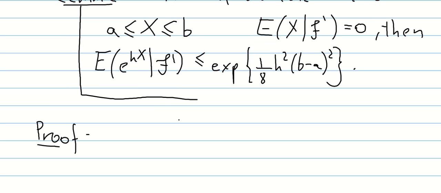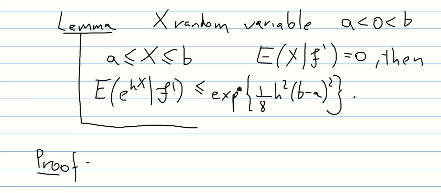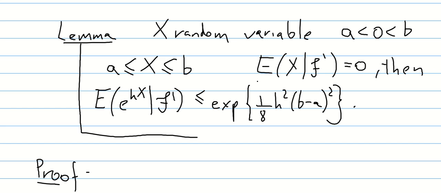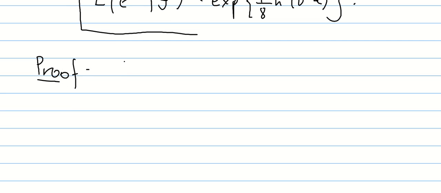So what's the proof? We know that x has finite exponential moments, so this is definitely finite. We want to use that x is centered. So instead of just trying to bound this directly, we are going to first relate this to some linear function, because linear functions behave very well with the expectation. So we can use the fact that this expectation is 0. So what do I mean by this?